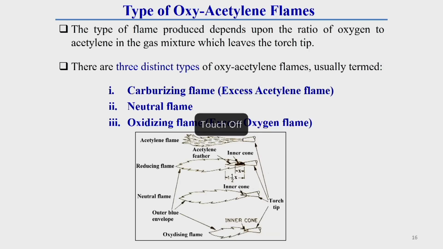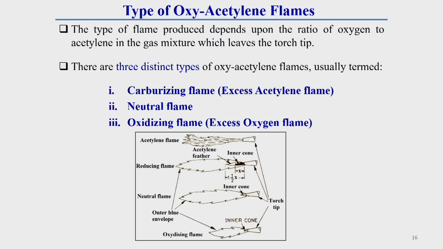Now we will go to the categories of oxyacetylene flame. The type of flame produced depends on, as I have already discussed, the ratio of oxygen to acetylene in the gas mixture leaving the torch tip. Depending upon the ratio of oxygen and acetylene in the mixture coming out of the torch tip, the flame can be categorized into three main categories.